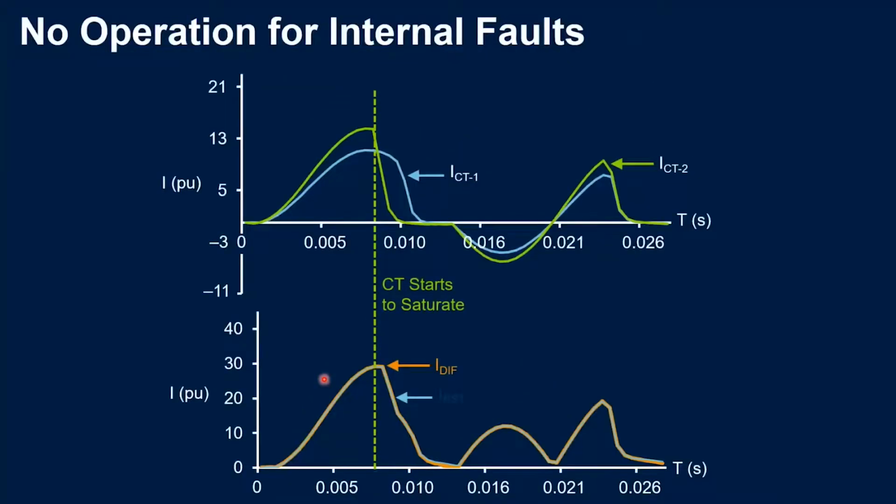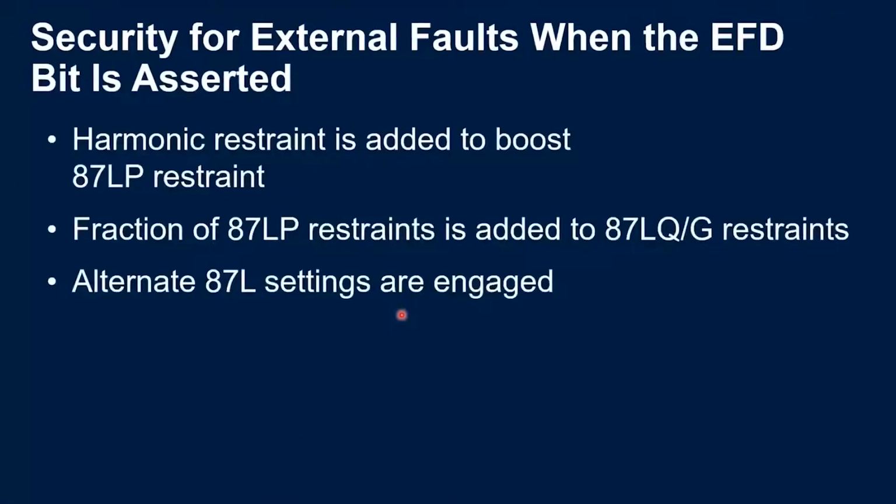On the other hand, for internal faults, we see that the restraint and the differential current, as expected, will increase simultaneously, not activating the external fault detection, okay? Even if the CT saturates, like in this case. So what do we do when we already know that this is an external fault? We take some actions that we see here.